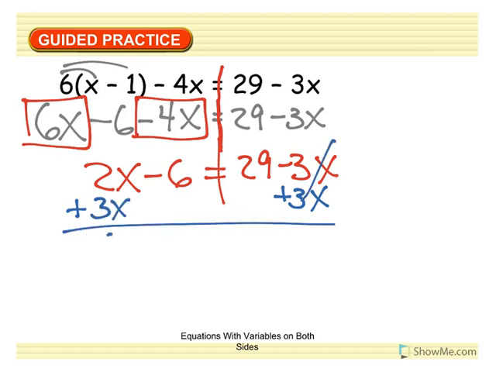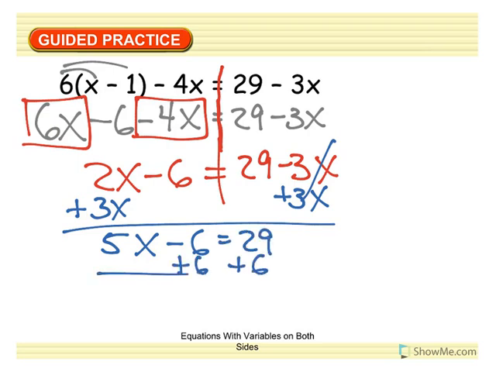This should give me a nice, easy 2-step equation, right? 5x minus 6 equals 29. Right, so that tells me that 5x is equal to 35, which tells me that x is equal to 7.